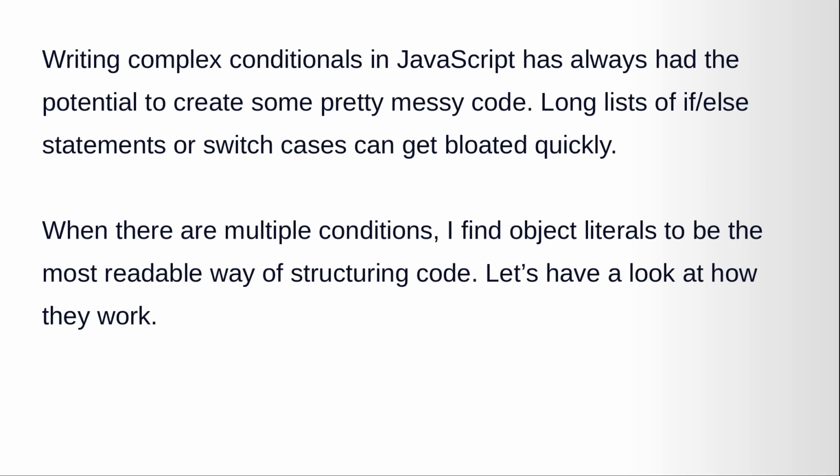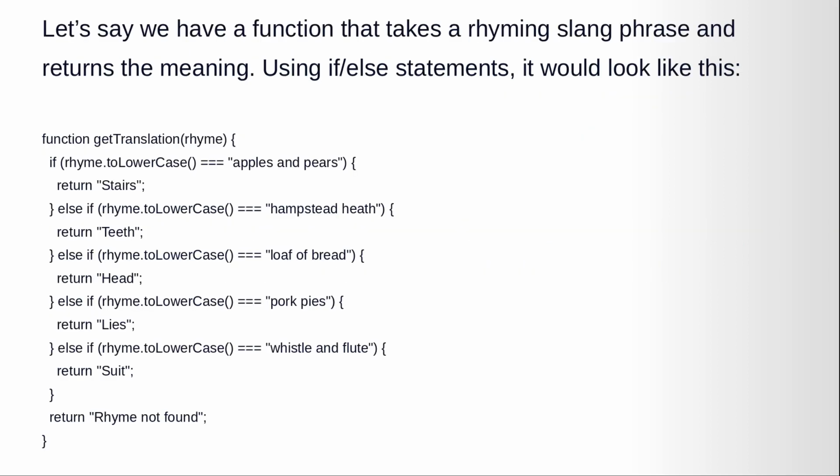Writing complex conditionals in JavaScript has always had the potential to produce some pretty messy code. Long lists of if else statements or switch cases can get bloated quickly. When there are multiple conditions, I found object literals to be the most readable way of structuring code. Let's have a look at how they work.